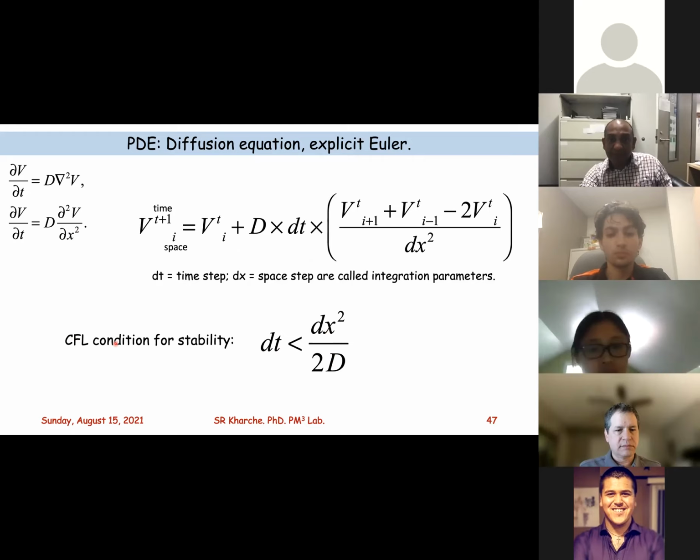CFL condition is a necessary condition. It must be satisfied. If this condition is not satisfied, your numerical scheme is guaranteed to fail. If this condition is satisfied, your numerical scheme may succeed. It is not guaranteed to succeed. Necessary condition. Okay.